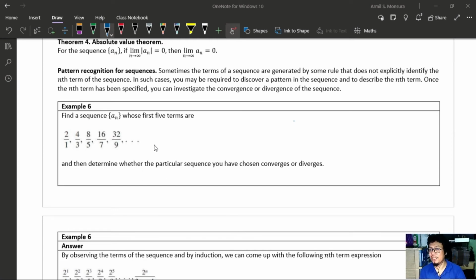So here in example 6, let us find the sequence a_n whose first 5 terms are these. Okay, so we first start by recognizing the fact that the numerators are powers of 2. We can write the numerators as 2 raised to 1, 2 raised to 2, 2 raised to 3, 2 raised to 4, 2 raised to 5, and so on. So we may conclude that the numerator is actually 2 raised to n. Now the denominators are actually a set of odd numbers: 1, 3, 5, 7, 9.